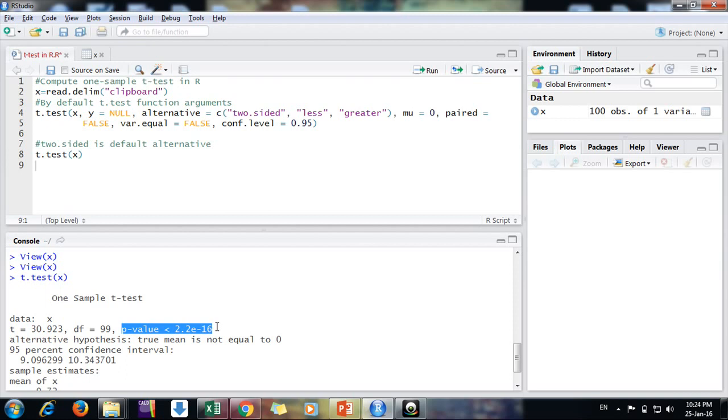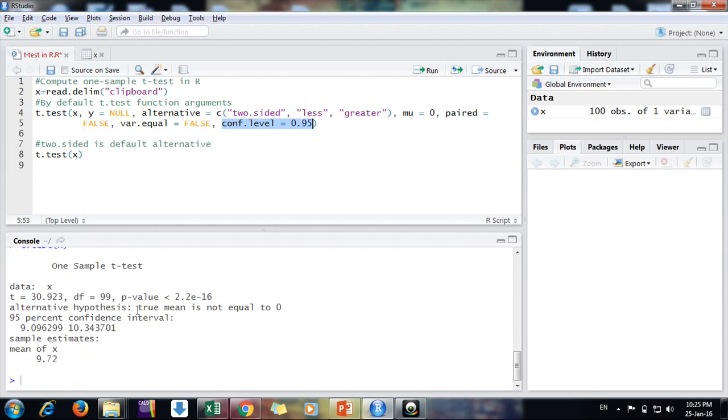What is the null hypothesis here? The null hypothesis is mu equal to 0, because all the values are default. It is a two-tailed test by default, and it is testing whether our mean is significantly different from 0 or not. It is not a paired t-test, which is not required here actually. The confidence level is 0.95 and the mean is 9.72. This is the way, friends, we do a one-sample test.